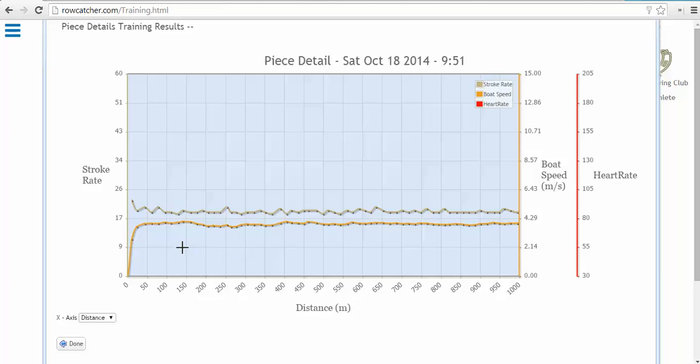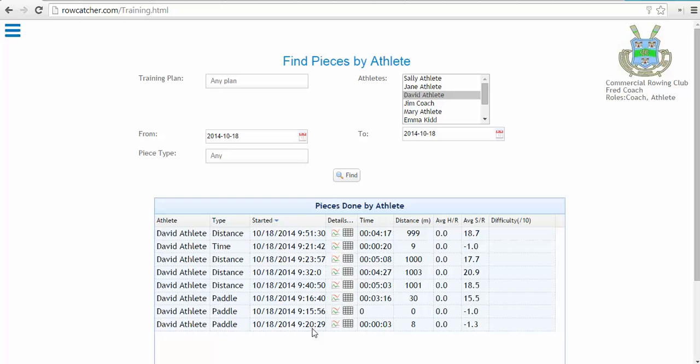Now, as I said earlier, this particular athlete didn't have a heart rate belt on, so we're not seeing the heart rate. But if we did, it would be a red line and it would be against this axis here. So that's one of the pieces, and similarly we can see the other 1000 meter pieces. We can look at the results for those as well.